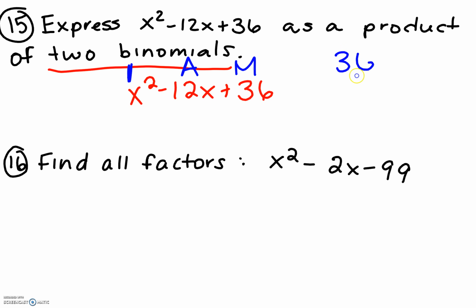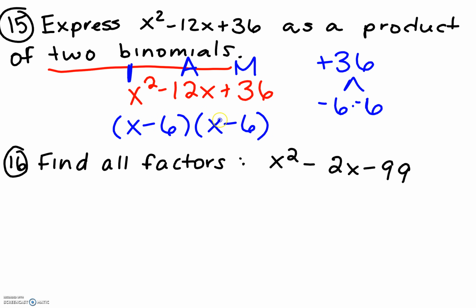So two numbers that multiply to a positive 36 and add up to a negative 12 is negative 6 times negative 6. When I multiply, I get a positive 36. When I add them, I get a negative 12. So once I have my two numbers, I'm just going to rewrite them in my factor bubbles.